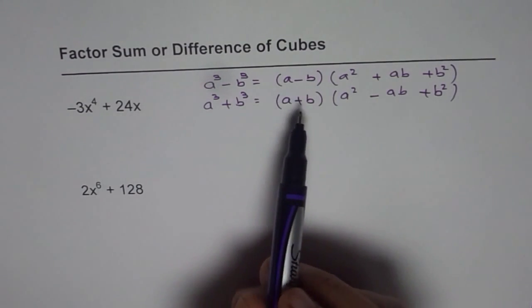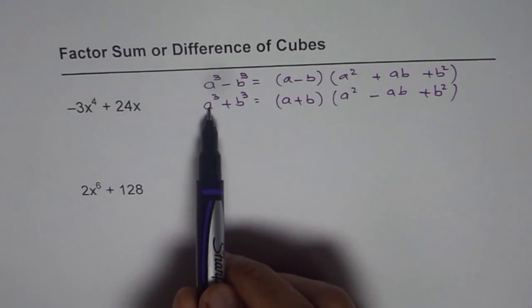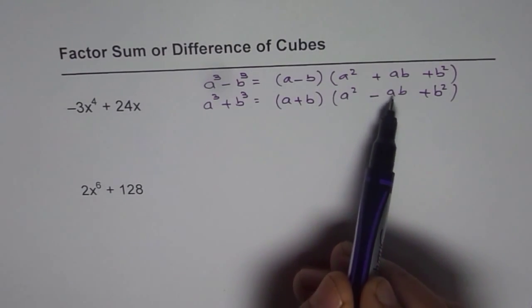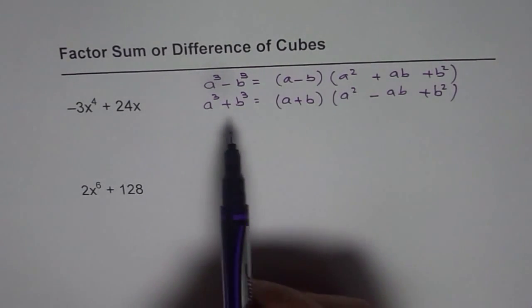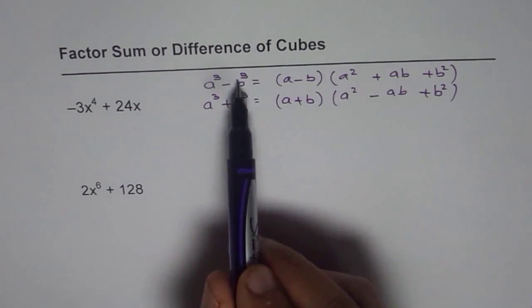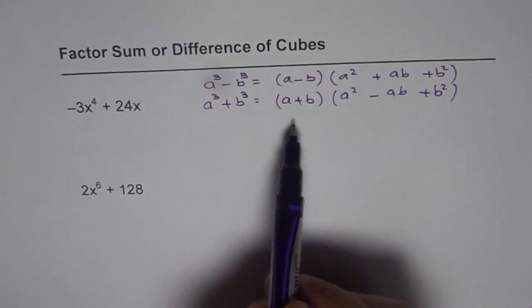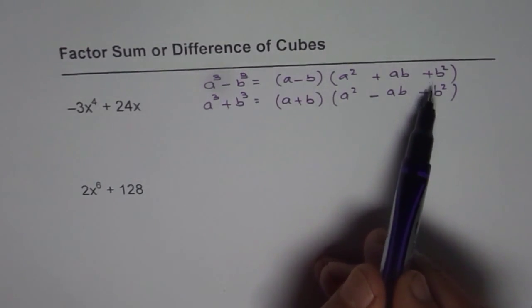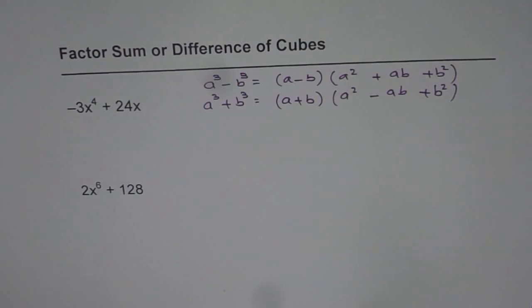So basically think like this. If you start with a cube plus b cube as (a plus b) times (a square minus ab plus b square), if you replace b with minus b, it becomes minus b cube, minus becomes plus, minus becomes plus. Square of minus is positive, so the sign remains the same.